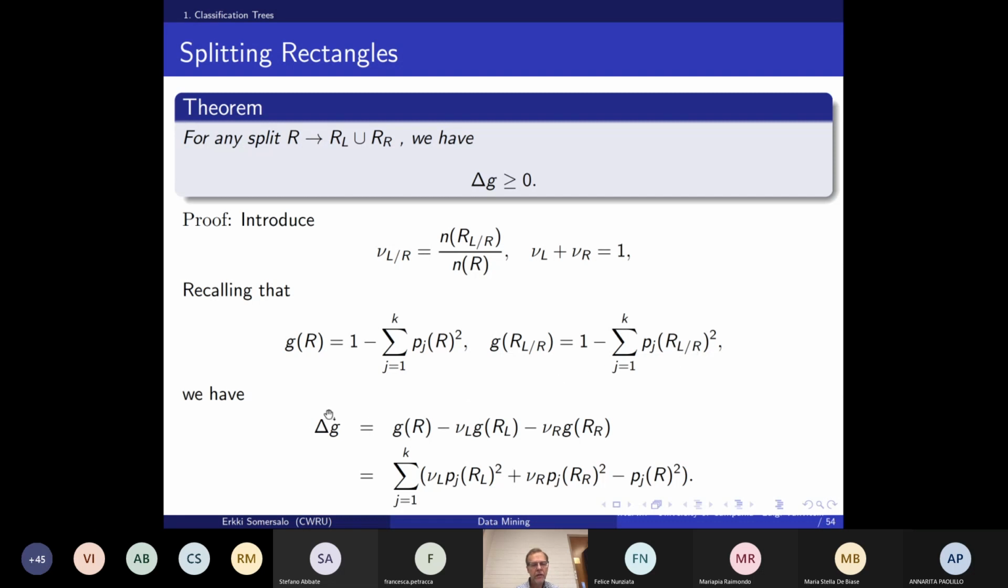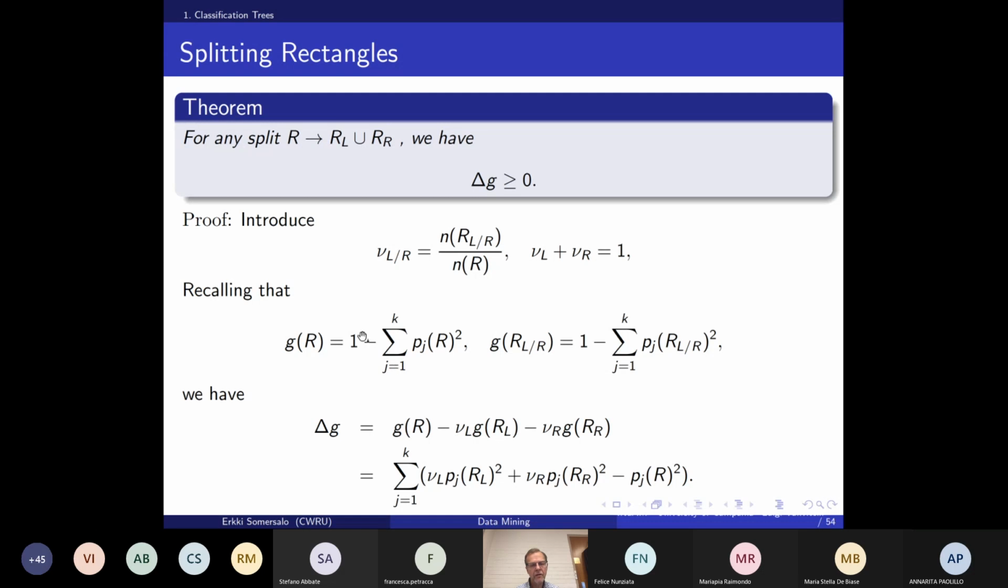And so now when we are writing this delta G using this notation, frequency L, frequency R, this change in the Gini index is the original Gini index minus the frequency times the Gini index on the left minus the frequency times the Gini index on the right. And so let me see, I can write this in a different way. I'm plugging in this G_R, G_RL and G_RR from the previous line. So I'm just substituting these values into my expression.